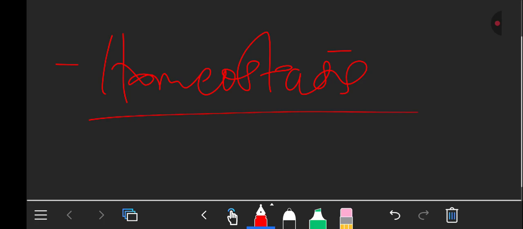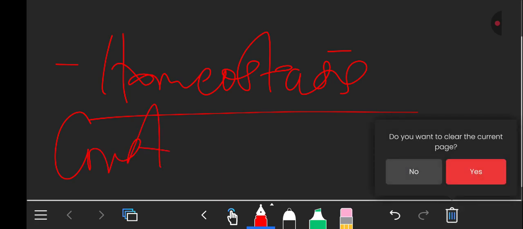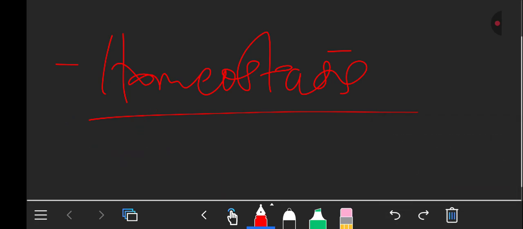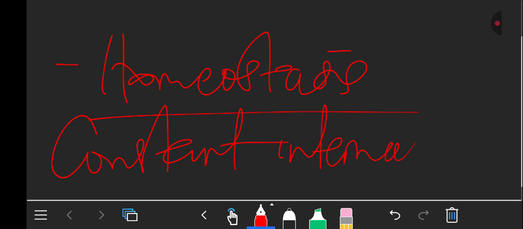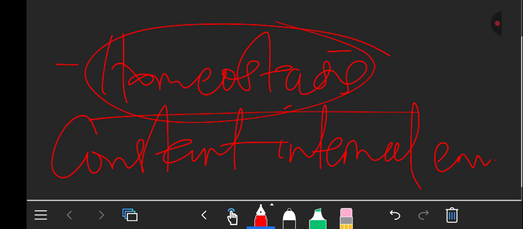What is homeostasis? Homeostasis is just the maintenance of a constant internal environment. That is basically homeostasis. So high specific heat capacity helps in homeostasis. Organisms are able to maintain a moderate or constant temperature due to the high heat capacity of water.